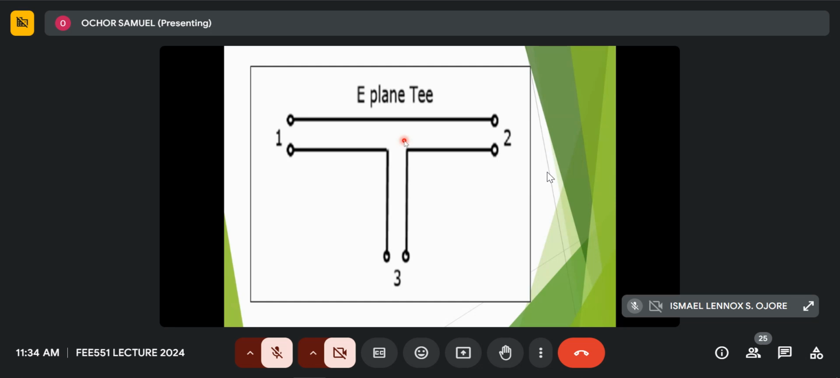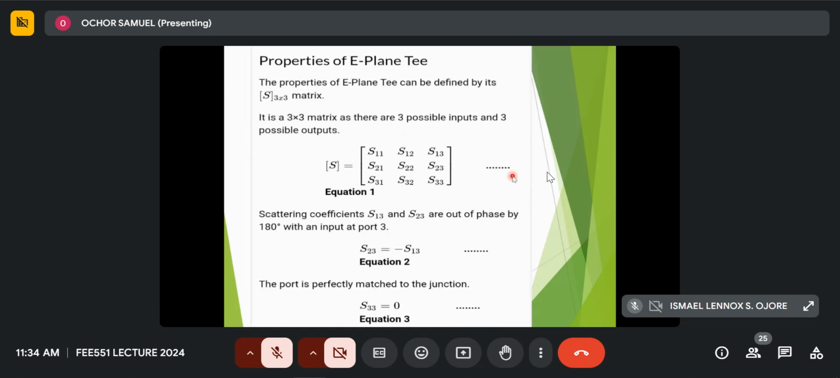That's why we are saying S23 is equal to negative S13, meaning it's a phase shift of 180. Another property is, if the port is perfectly matched to the junction, meaning this side arm is perfectly matched with the characteristic impedance of the original waveguide, we are not going to have any self-reflection. So S33, which is the output at port 3 having come from port 3, that is self-reflection, is going to be 0. So the element S33 is going to be 0.